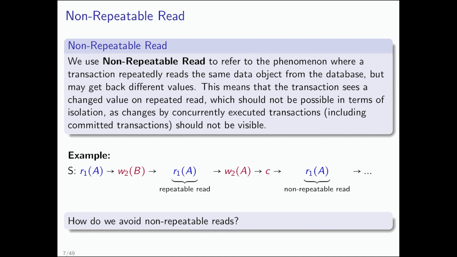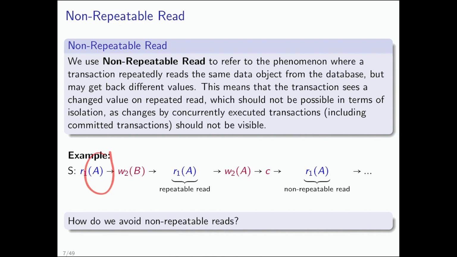Problem 2 is a non-repeatable read. That means a transaction reads a value multiple times. When it reads the value once, it gets 42, and the second time it gets 43. So a different value is being read, even though it should, in theory, be the same thing. Here you see it in the schedule.